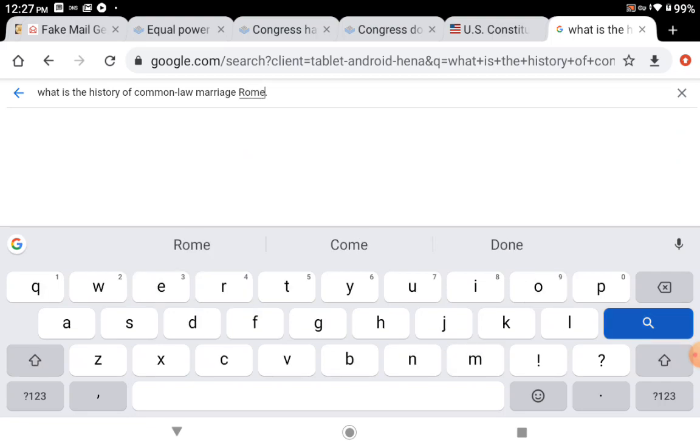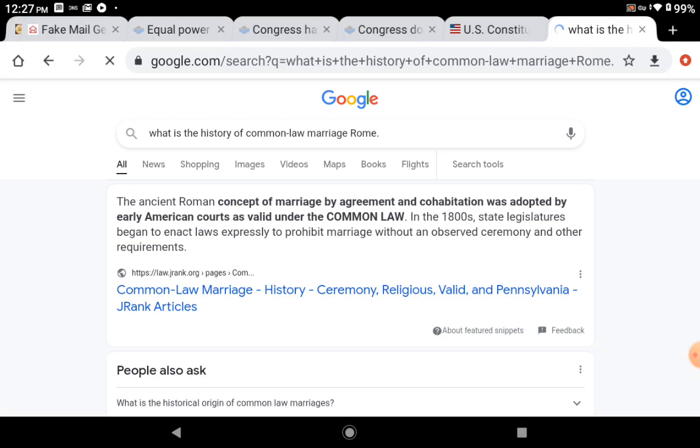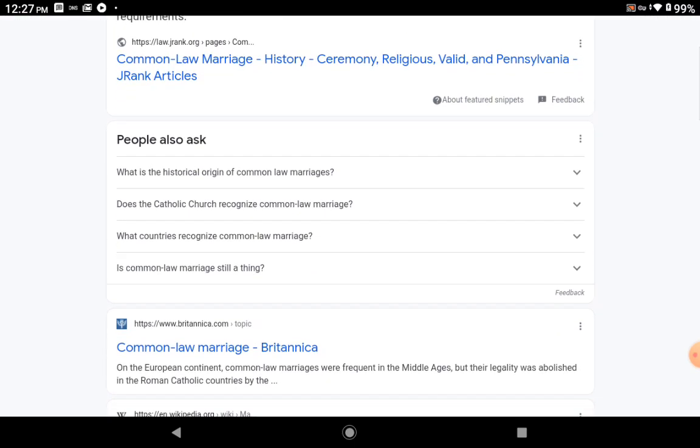R-O-M-E. Roma. In ancient Rome, concept of marriage by agreement and cohabitation was adopted by early American courts as valid under common law. Excuse me. The ancient Roman concept of marriage by agreement and cohabitation was adopted by early American courts as valid under common law. In the 1800s, state legislators began to enact laws expressly prohibiting marriage without an observed ceremony and or other requirements.